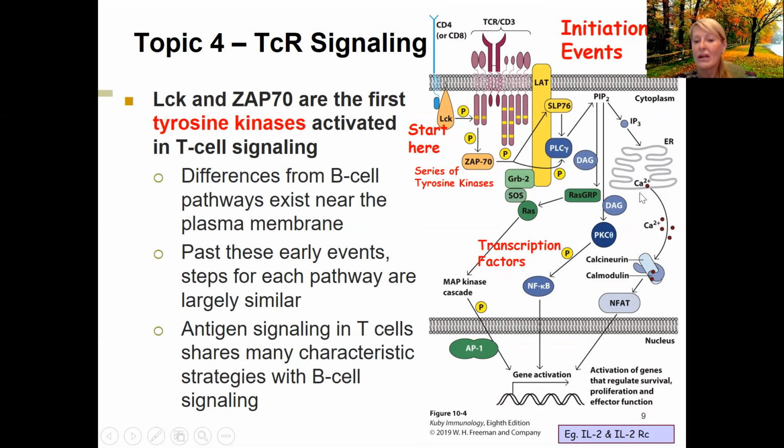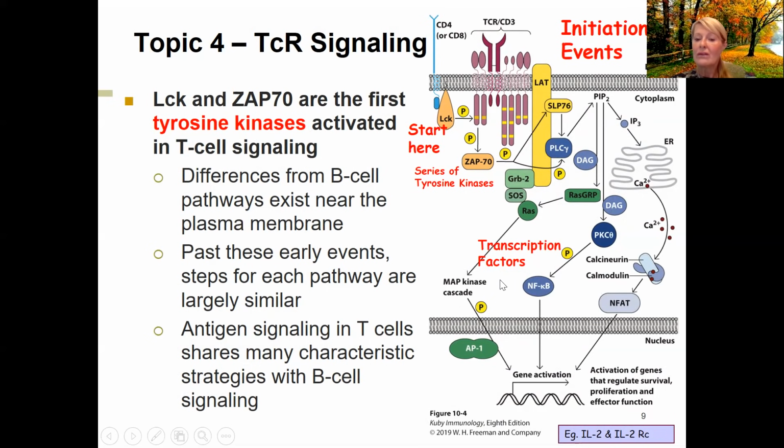Calcium flux changes within the cells. And the end result of this is conformational changes. All of these molecules begin to interact in the plasma membrane, and transcription factors are produced. The transcription factors, again, are diverse. Some are like NF-kappa B, a very well-known one. NFAT, another one. MAP kinase cascades can be activated.